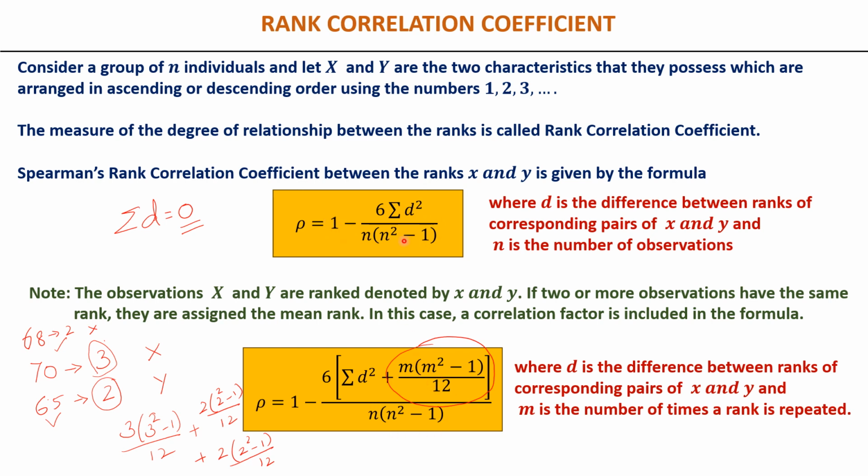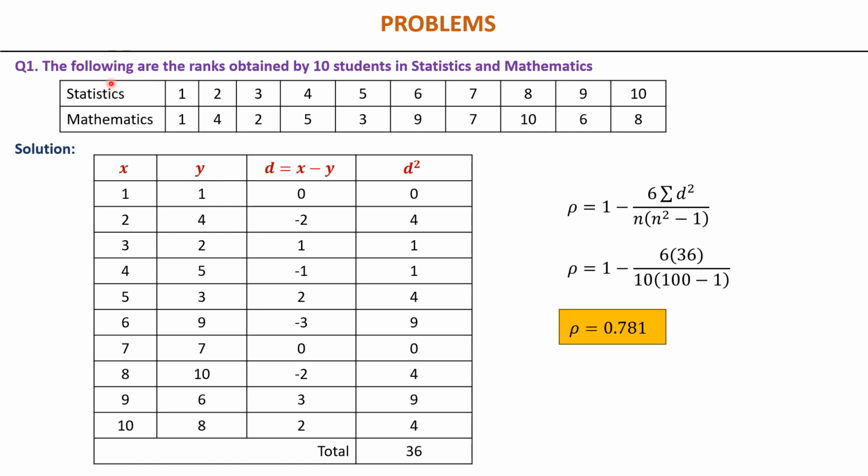Now the first formula is for non-repeating ranks. The second formula, including the correction factor, is for repeating ranks. We shall use the two formulae in our problems next. So let's start with the first problem.